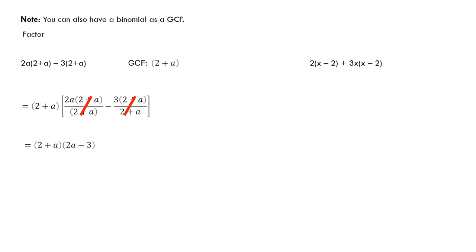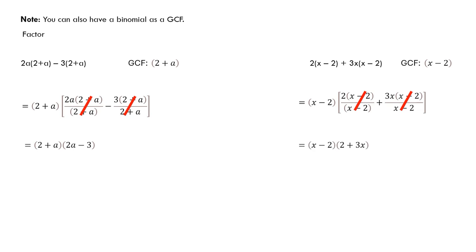In our next example, our greatest common factor is x minus 2. Both of these terms will divide evenly by x minus 2. So that's our greatest common factor. So we put our greatest common factor in the front. We divide both terms by our greatest common factor. And then we can cancel out our x minus 2's, and we're left with x minus 2 times 2 plus 3x.